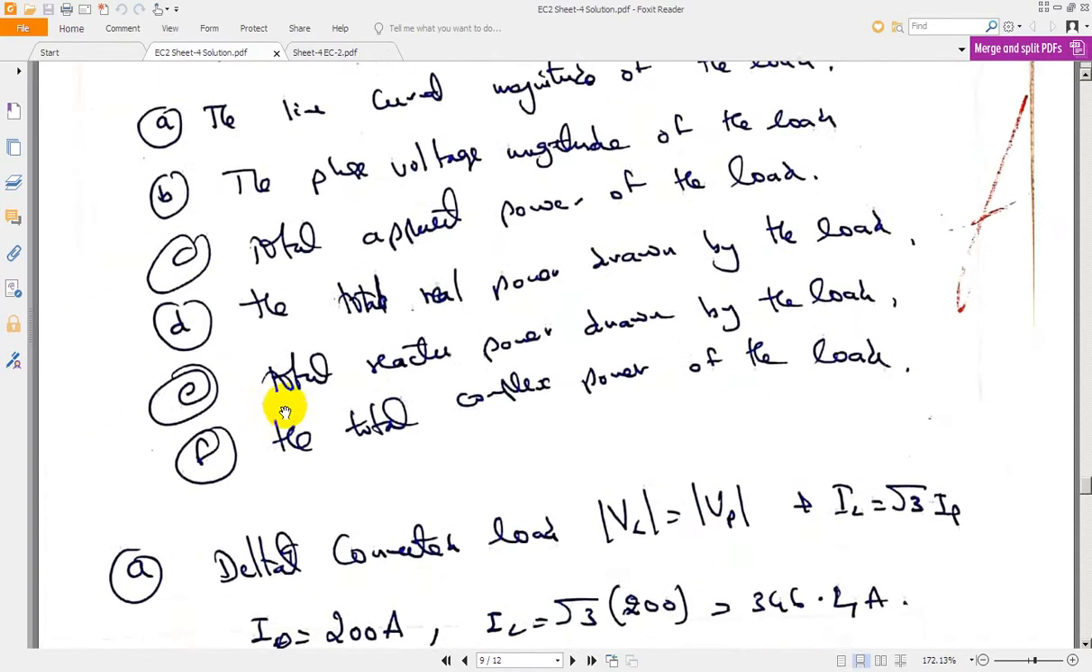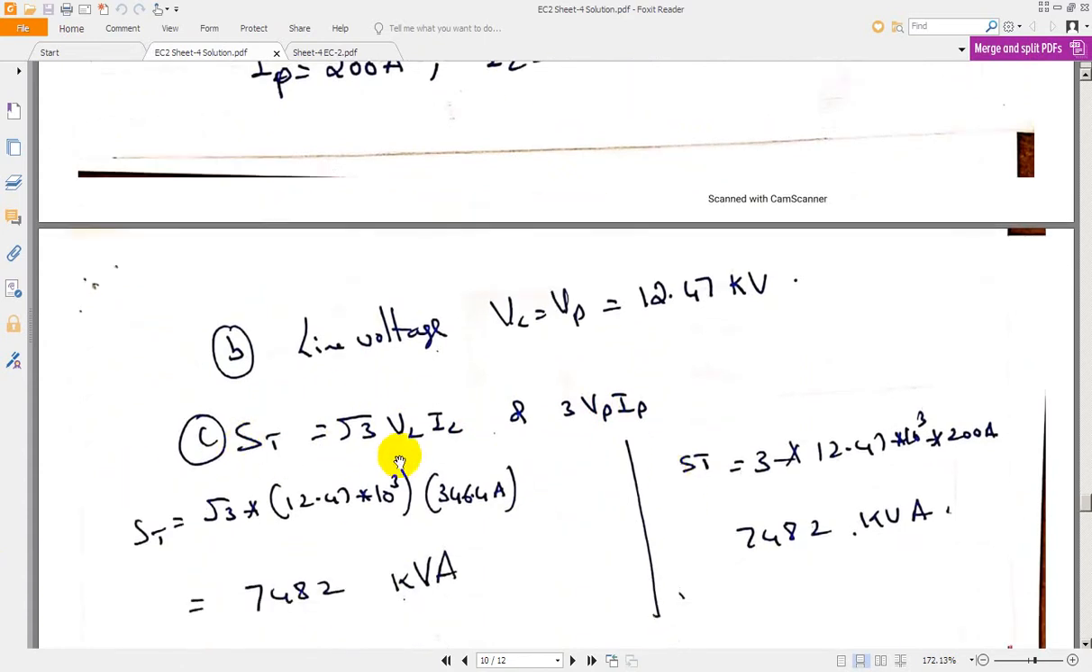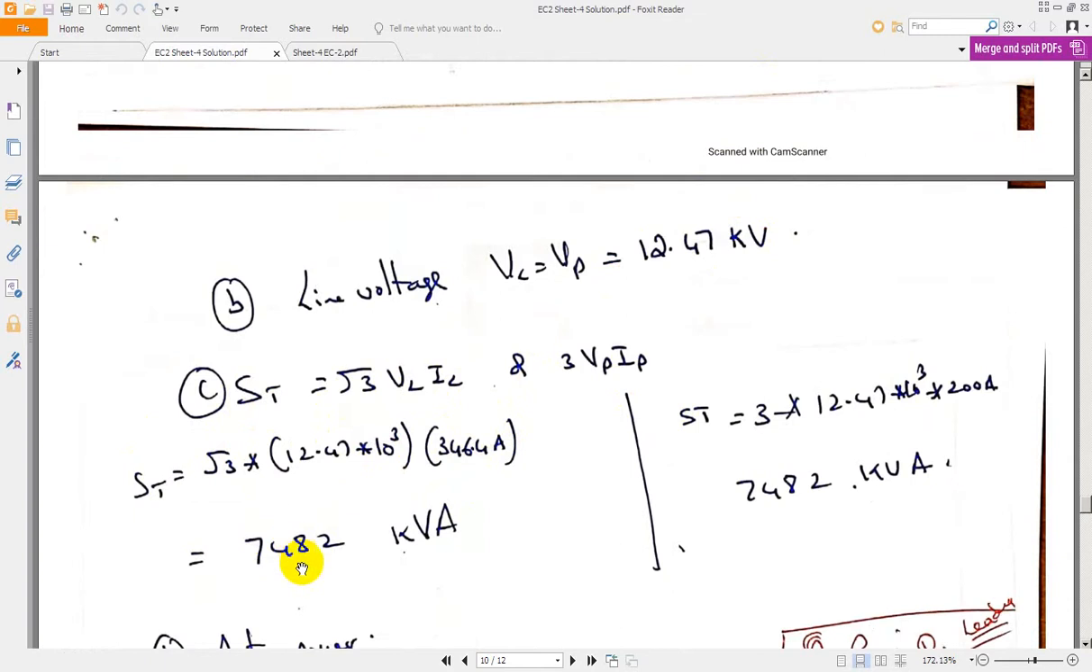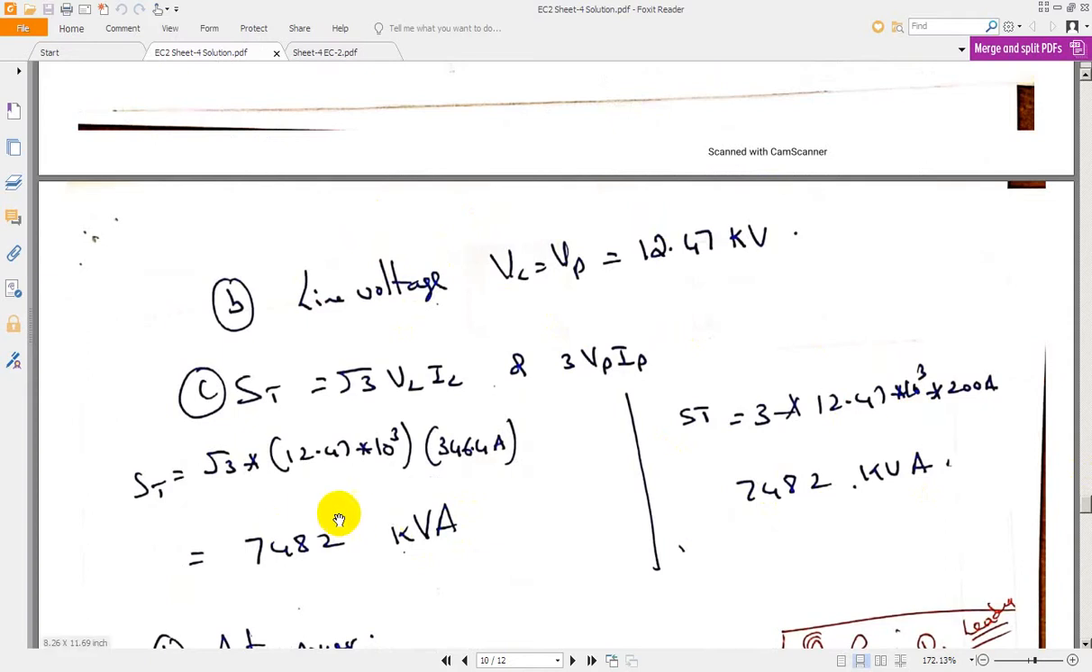Now coming to the next part, total apparent power of the load. Total apparent power means √3 VL IL, or 3 into V phase I phase. You will get the same value. If you use the first formula, apparent power is √3 times the VL value, times the IL value we got from this 346.4, and you will get 74482 kilowatts. If you use 3 into V phase I phase, V phase is the same as VL, and the phase current is 200. Substitute it and you will get the same values. Either you can use this formula or that formula.